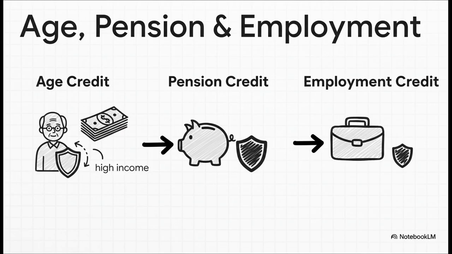Then there's the pension credit, which encourages retirement saving by giving you a credit on the first $2,000 of eligible pension income. And finally, the Canada Employment Credit is a small credit that pretty much every employee gets just to acknowledge the miscellaneous costs that come with having a job.